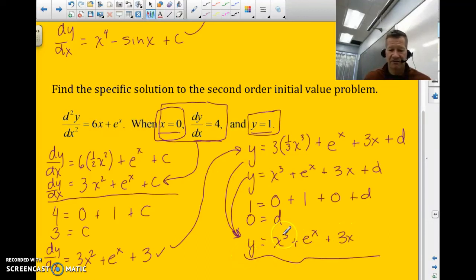Let's just make sure: if I take the derivative of x cubed, I get 3x squared. The derivative of e to the x, e to the x. The derivative of 3x is 3. And so this is my final answer.